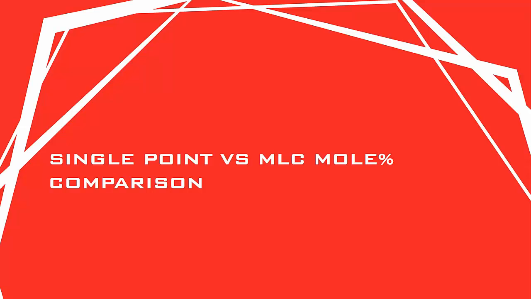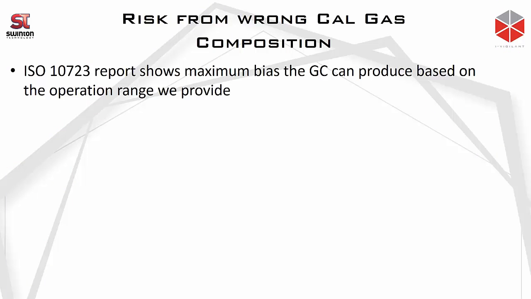So in continuation to that nonlinear range, it's also good to be able to compare the single point versus the multi-level calibration mole percent. So what is the risk from having wrong calibration gas composition? When we perform the ISO 10723 performance evaluation test, we get a report, and in the report it shows the maximum bias the GC can produce based on the operation range that we provide. This is why it's also important to provide the correct range that we operate on our pipeline.